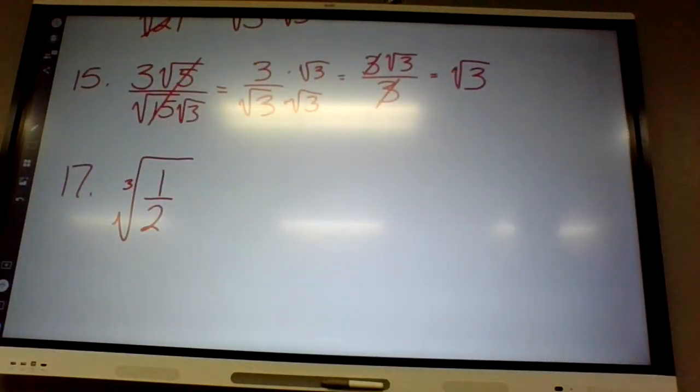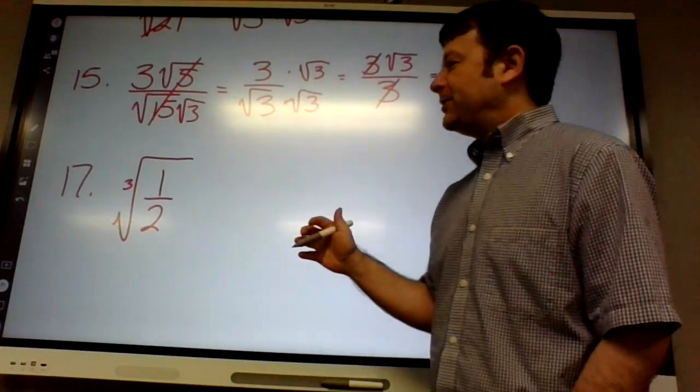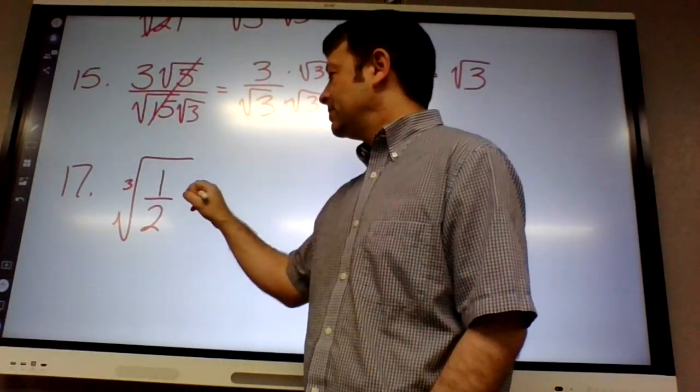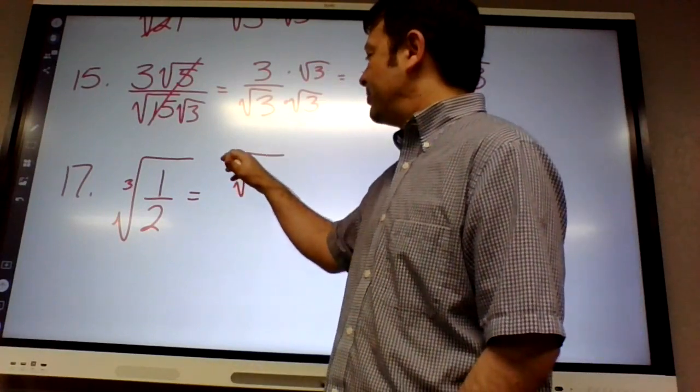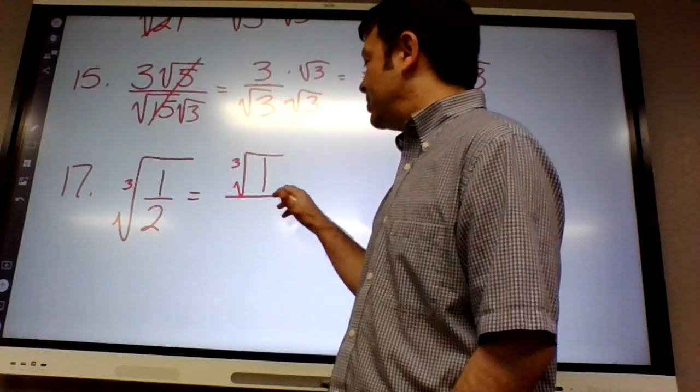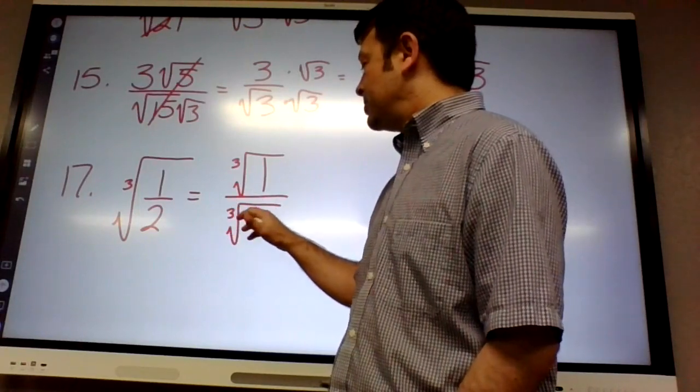If you have a nice calculator, 1 through 16 it can do it. But 17 it cannot. What's different about 17? It's a cube root. It is a cube. So I could rewrite this another way. I could write it as cube root of 1 over cube root of 2.